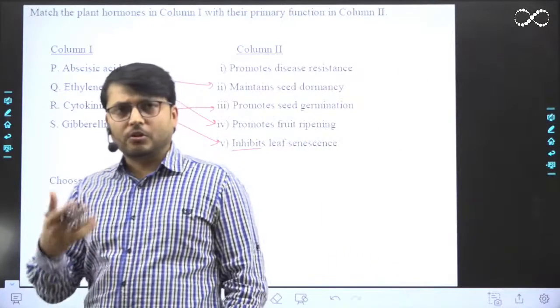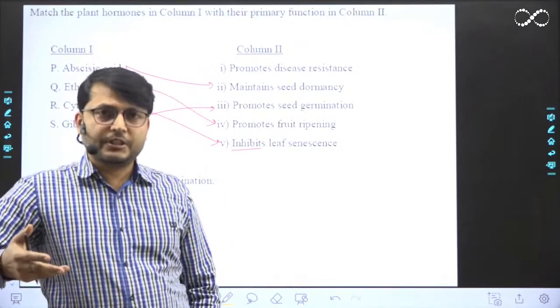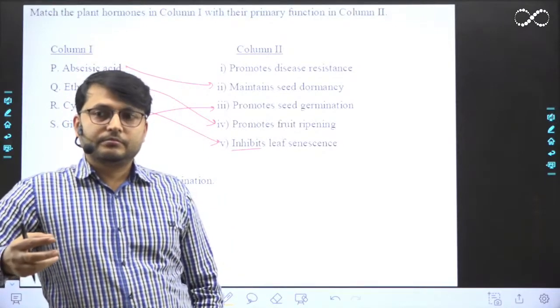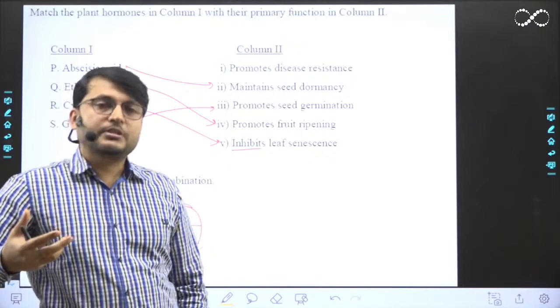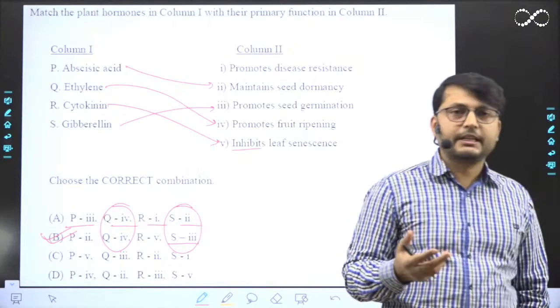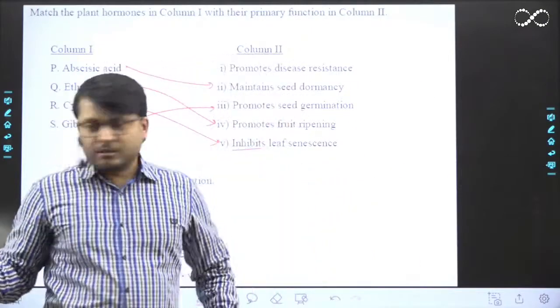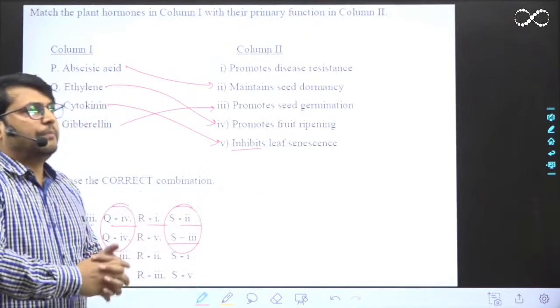Cytokinin, overall growth of the plant and branching, that is the antagonistic effect of apical dominance. Ethylene, fruit ripening, abscisic acid, senescence or leaf falling, right? So just have a look at that and that will be sufficient.